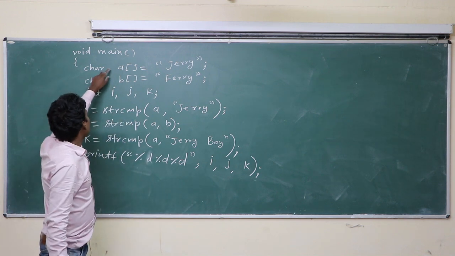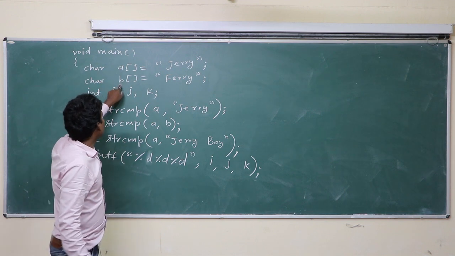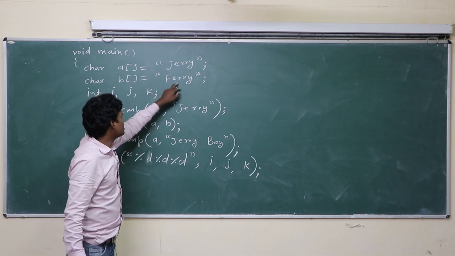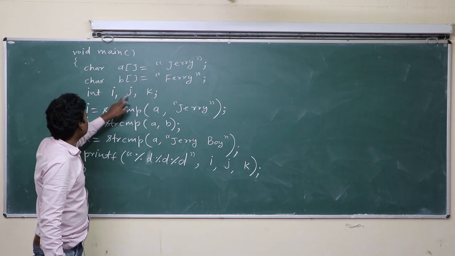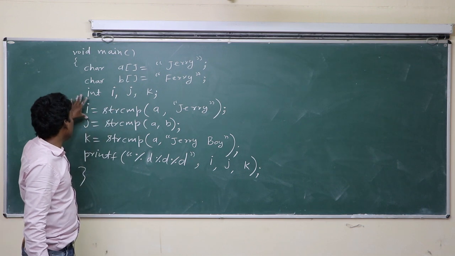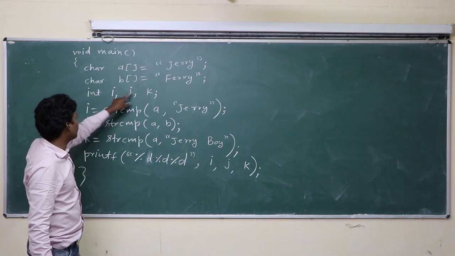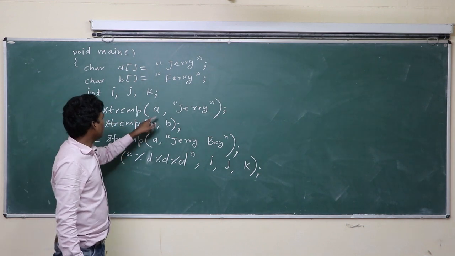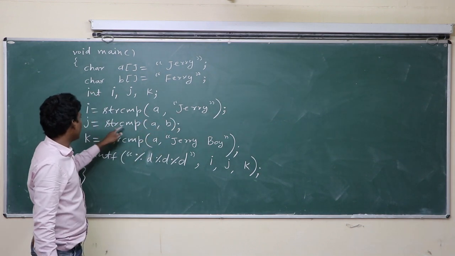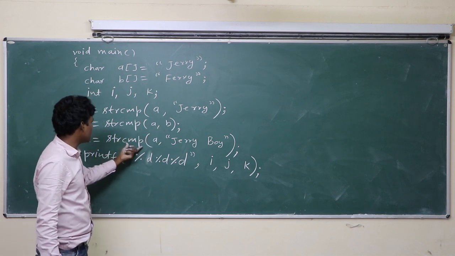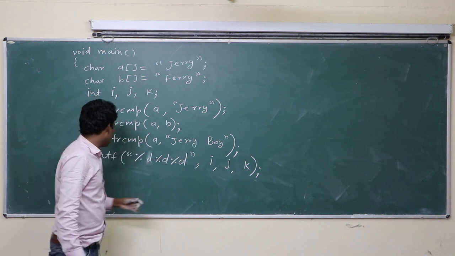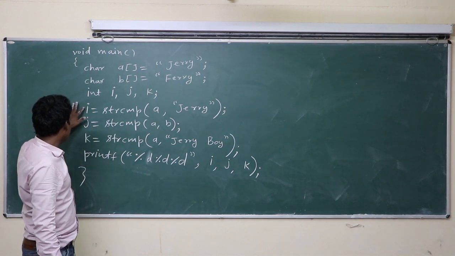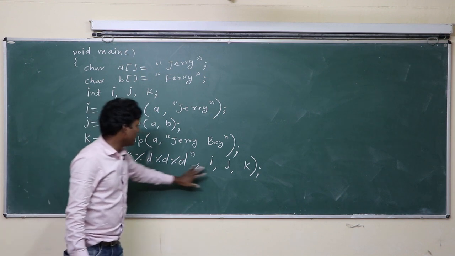Class, here a and b are two strings, and a has Jerry and b has Ferry. int i, j, k: there are three integer variables used here, that's why they are declared first. i has strcmp(a, "Jerry"), j has strcmp(a, b), k has strcmp(a, "Jerry boy"), and now we print i, j, k. Whatever is in i, j, k is printed here.